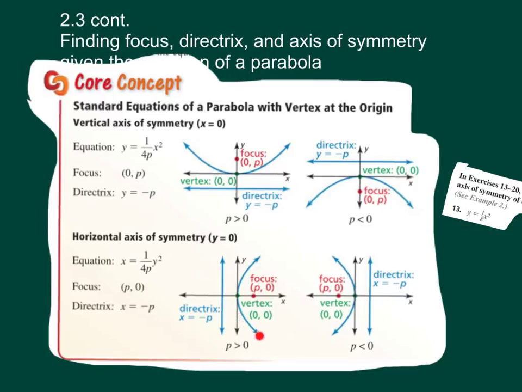so horizontal, because the axis of symmetry would be this line right here, then we use this equation where x equals 1/4p times y squared. Now this switches. Do you notice it switches from what we had previously up here? The p is now in the front, and the directrix is x equals negative p. So it's a little bit different.